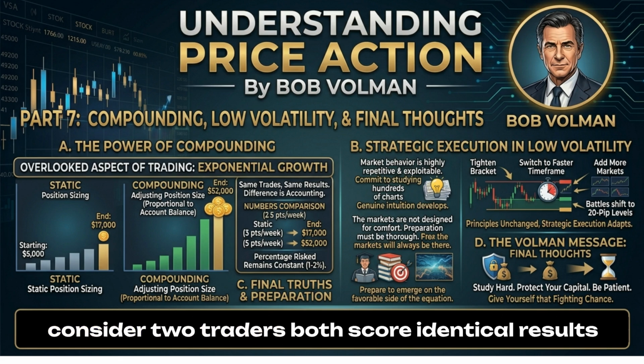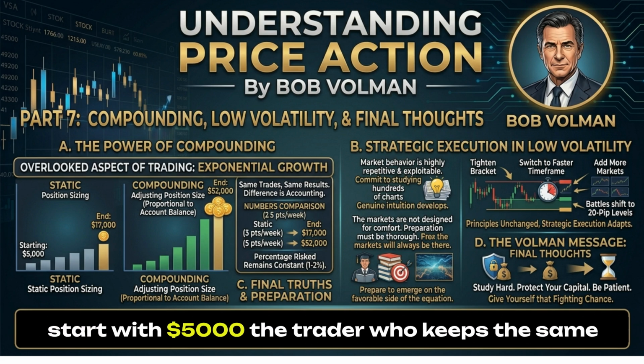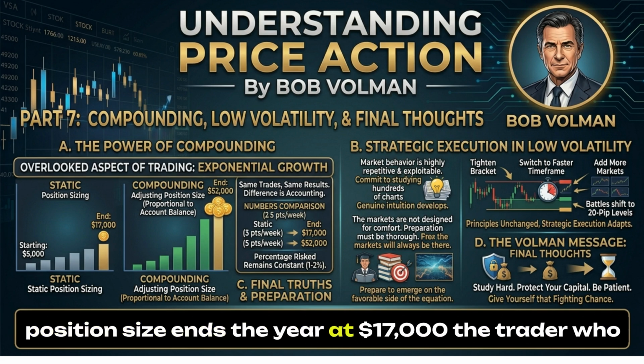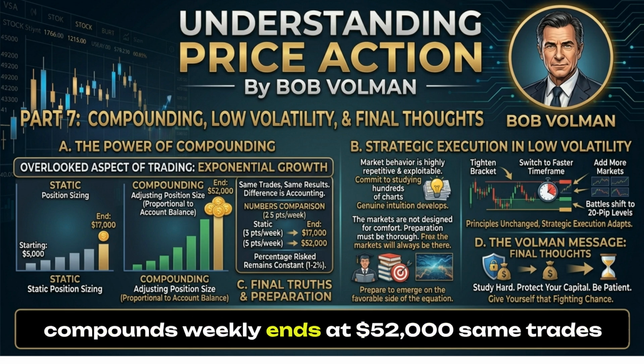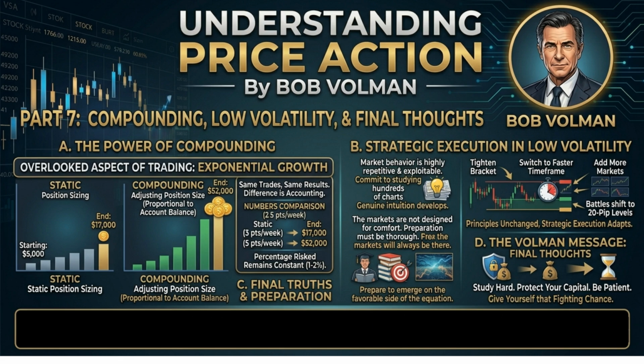Consider two traders. Both score identical results. 2.5 points per week for 48 weeks. Both start with $5,000. The trader who keeps the same position size ends the year at $17,000. The trader who compounds weekly ends at $52,000. Same trades, same results. The difference is entirely accounting.